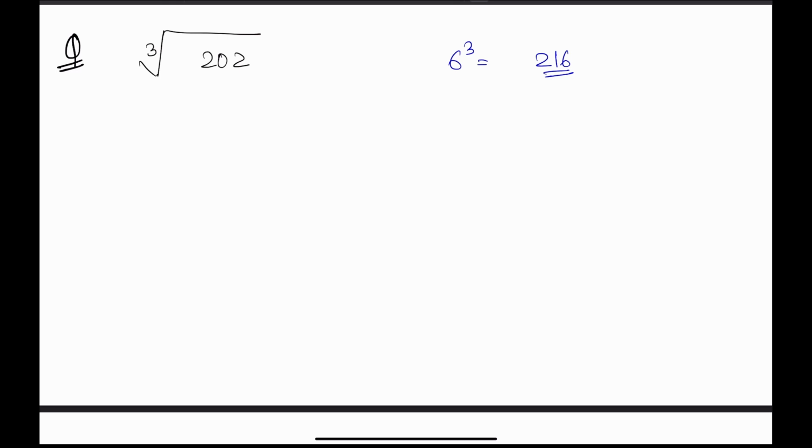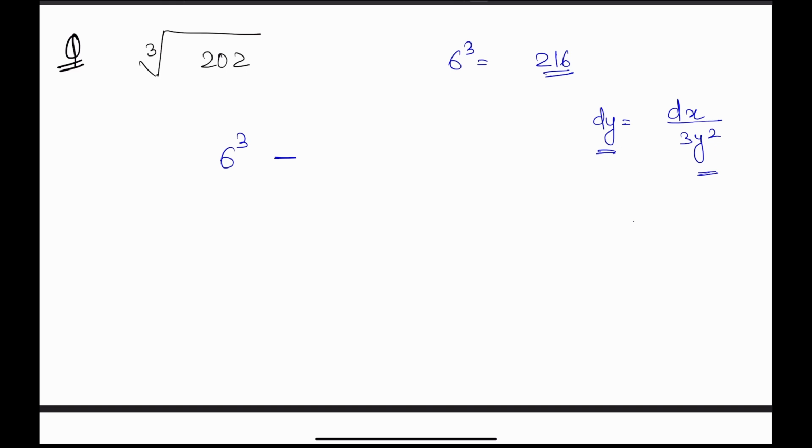So we will just write it as 6 cube minus, because here it's less, it will be minus d, because the formula is dy equal to dx upon 3y square. Okay, so what is dx and what is dy? Let's just understand.